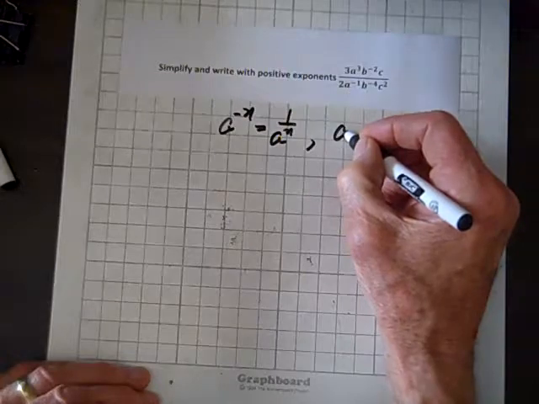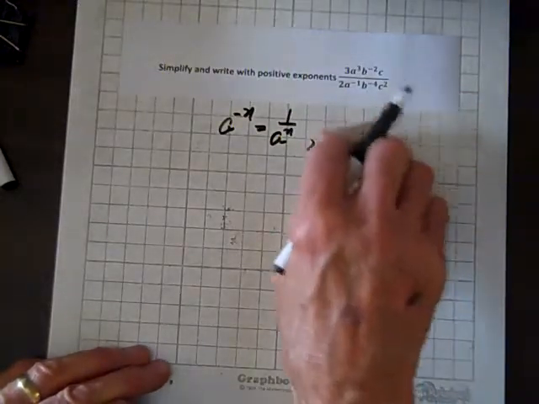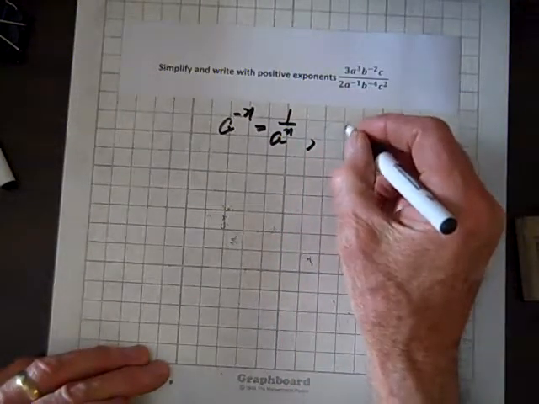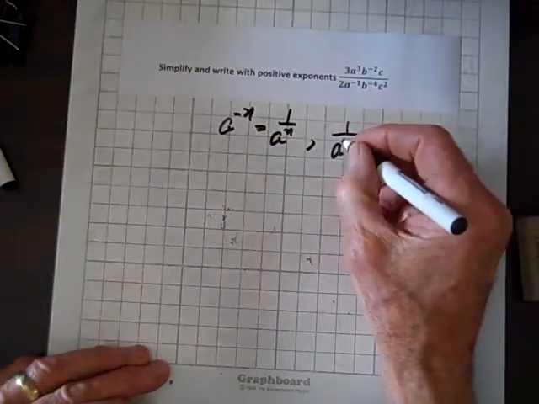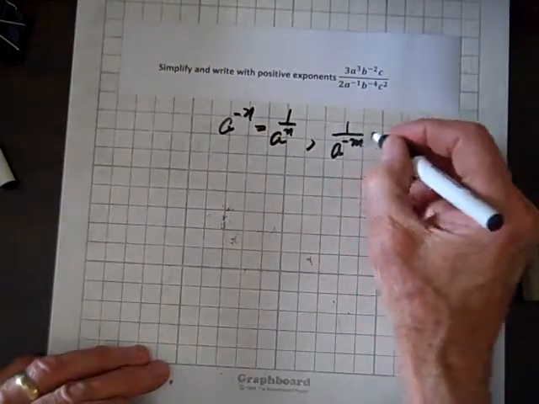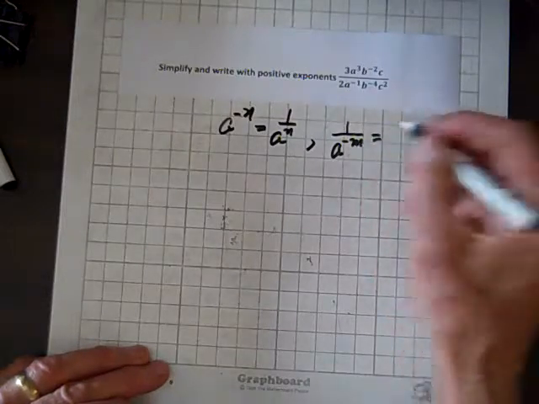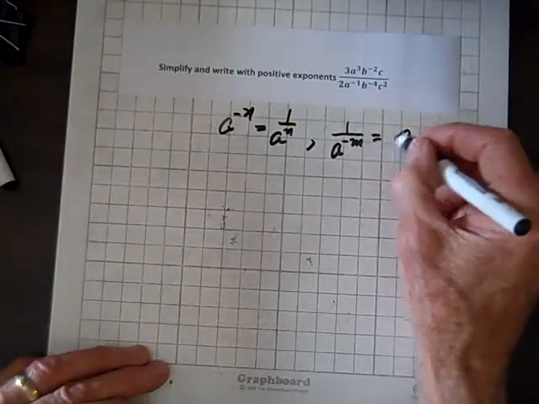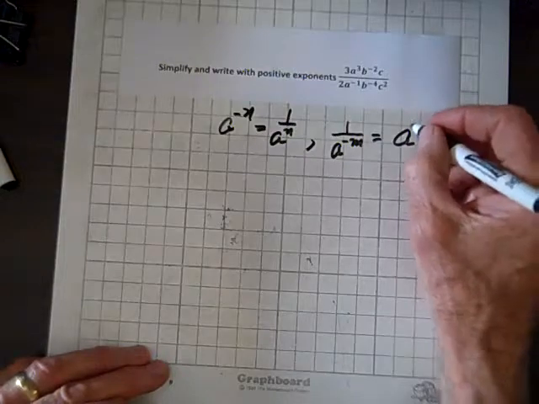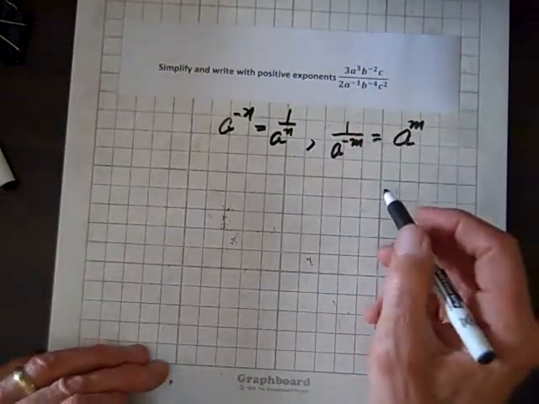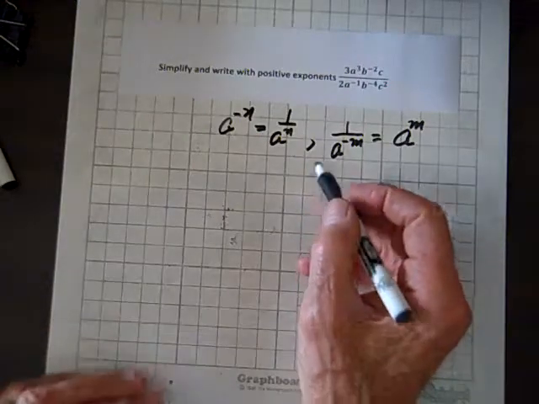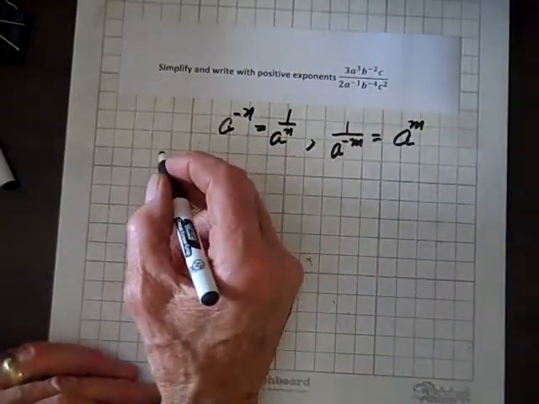Let's do it again. What if we had 1 over a to the negative m? Well, we'll change the location and change the sign. Location of the base is upstairs. Change the sign to positive. So that's the rule we're going to employ when we simplify this expression.